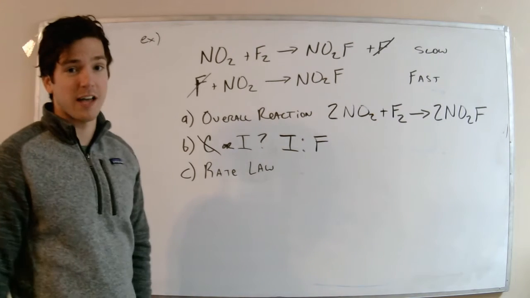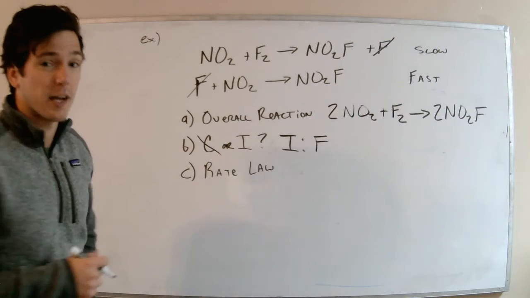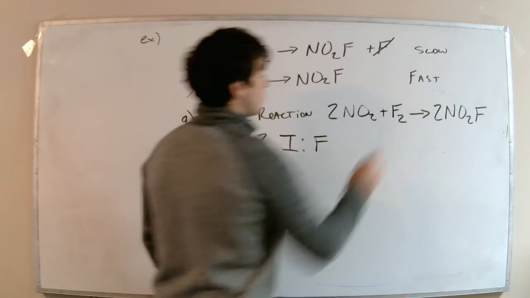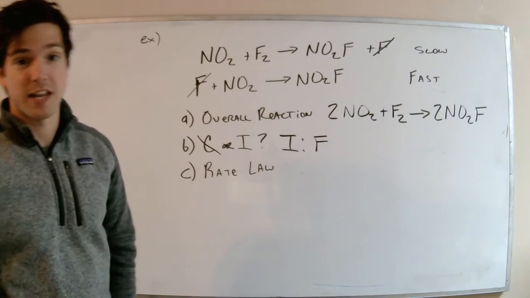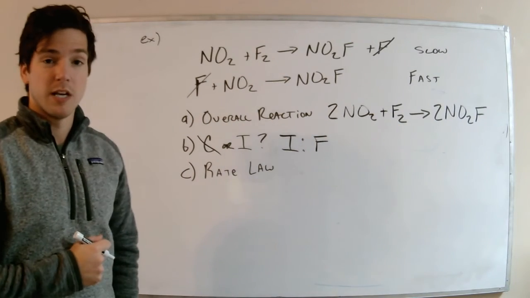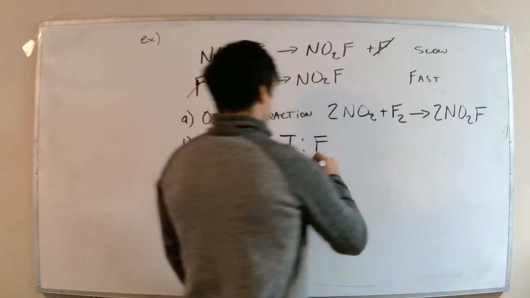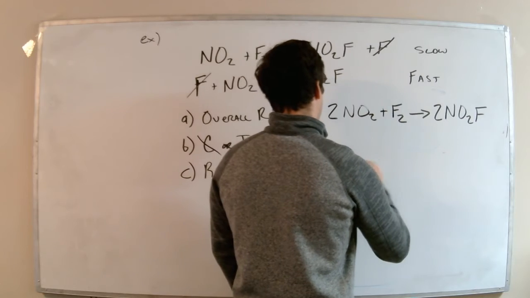Remember, our rate law has to include only compounds or elements that are in the overall reaction. So our rate law is only going to have NO2 or F2 in it. It could have just NO2, it could have just F2, or it could have both of them. Let's see what happens. Let me start by just writing rate equals k.